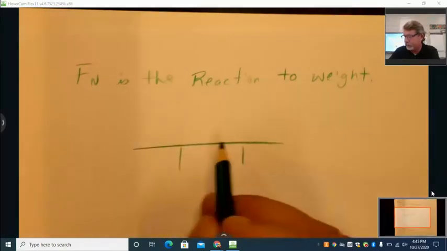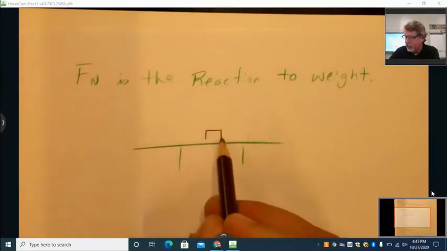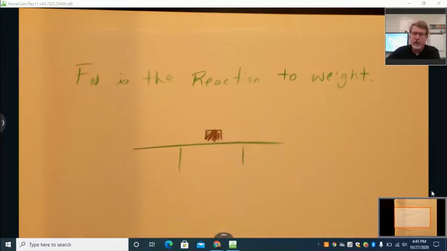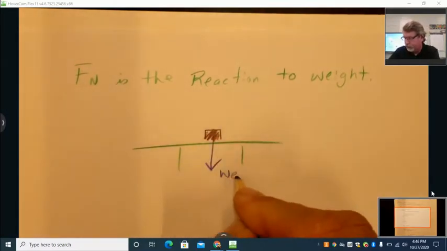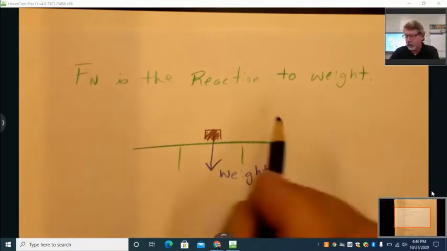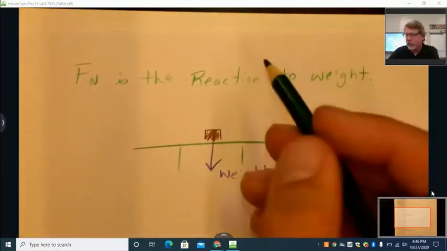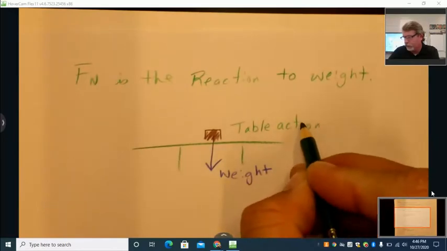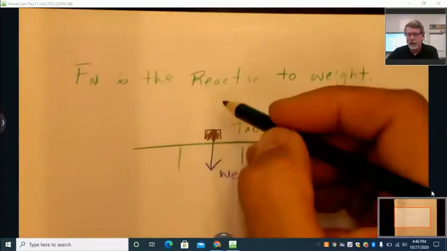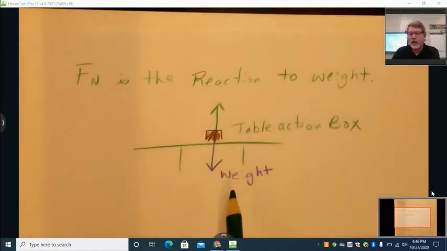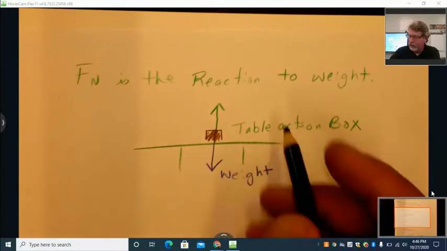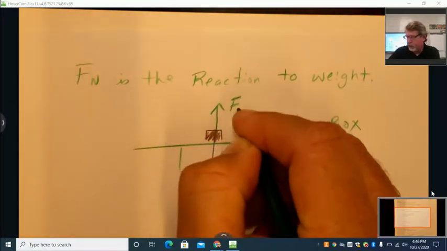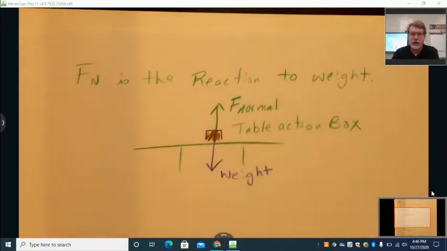So if you have a table, and we have some objects sitting on this table, okay? Then we know that there is weight pulling down. We can't get away from that force, there's weight. So there's another force acting right here, right? There's gotta be something else going up, and that is the table acts on the box. The table acts on the box, and it is actually pushing up. Well, how much force does the table push with? It pushes with what we call the normal force, or in this case, equal to the weight. So this vector is force normal, and it's often just called the normal force.